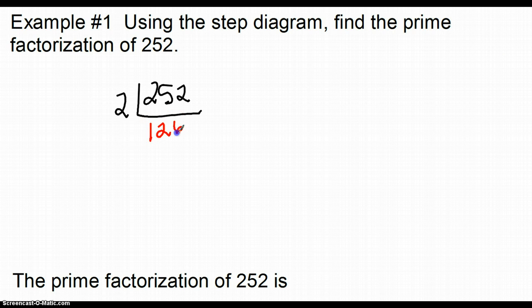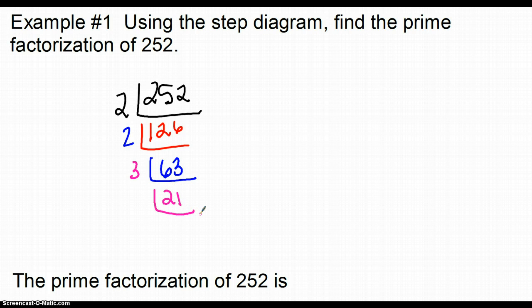And you write it below, and you draw your line again. Then you ask yourself what number goes in again to 126. That's a prime number. I'm going to do 2 again. Okay, then I draw my line, and 2 goes in 63 times. And then I'm going to ask myself what number goes in to 63. That's prime. I'm going to say 3. I can't do 2 because 63 is not an even number. And 3 goes in 21 times.